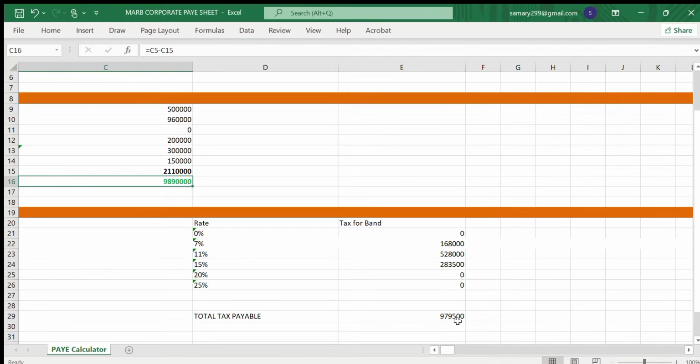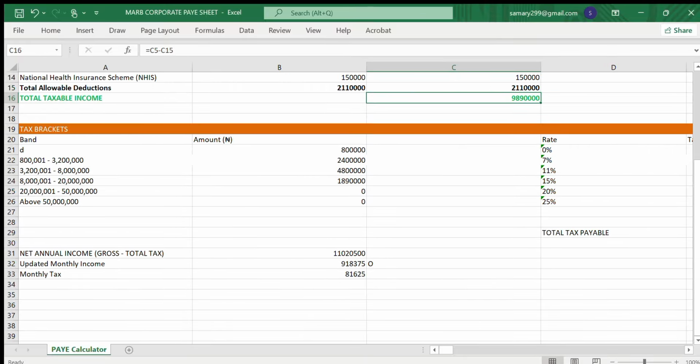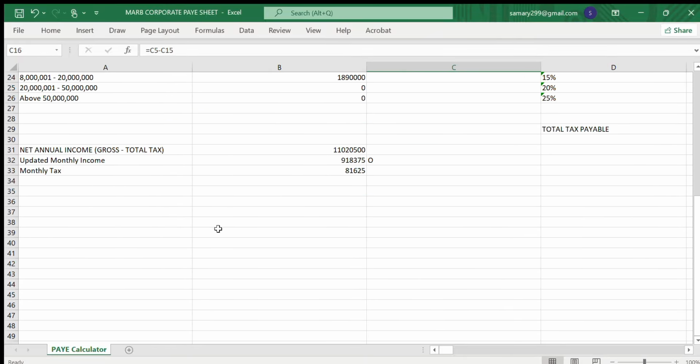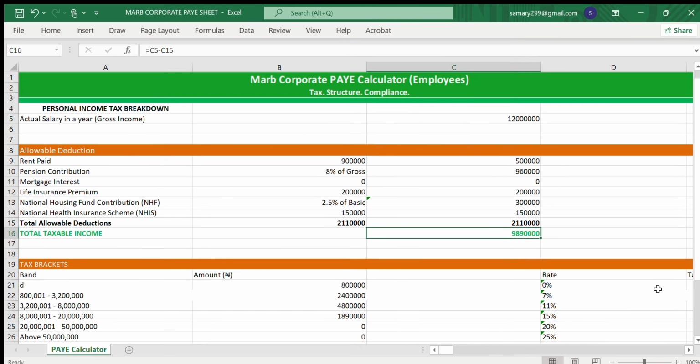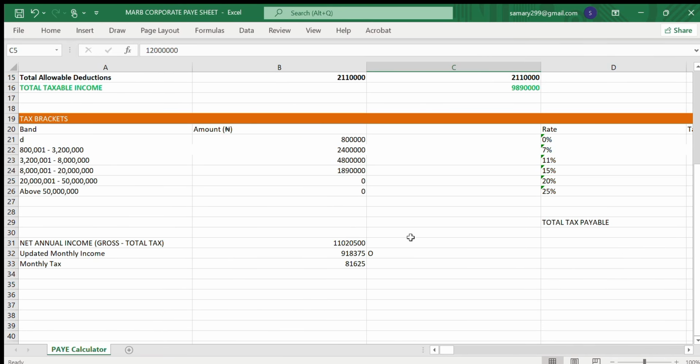Your tax will be calculated based on this, and it means you're going to be paying 979,500 naira on a yearly basis if you are collecting that amount. So it means that your take home will be your gross. Don't forget our gross that we have here, this 12 million naira minus your total tax of 979,500. It gives us this balance. Then from here, we can divide it by 12 to know how much you're going home with. So instead of 1 million naira every month, you're going to be going home with 918,375.